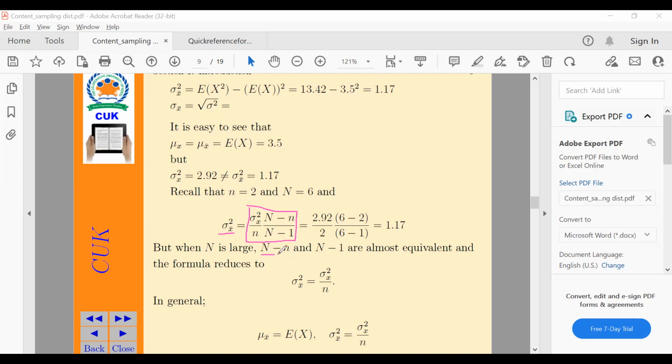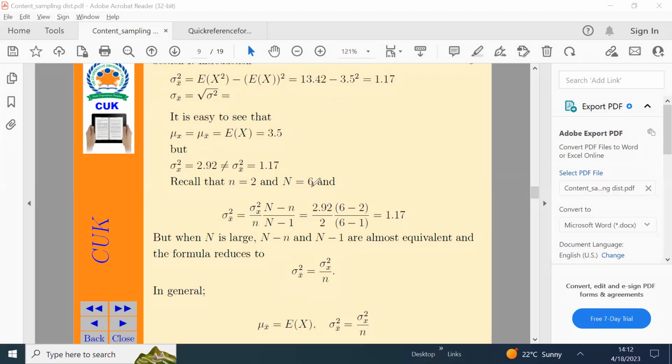But if capital N minus small n and capital N minus 1 are large, if this value, especially the capital N, is large, then the entire formula reduces to this. If you get the square root, then you get the standard deviation of the mean, which we call the standard error. So this is the knowledge we are supposed to apply here. So we go back then.